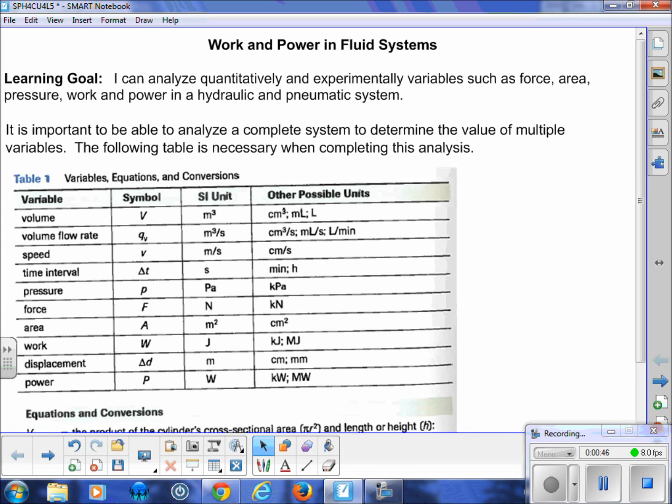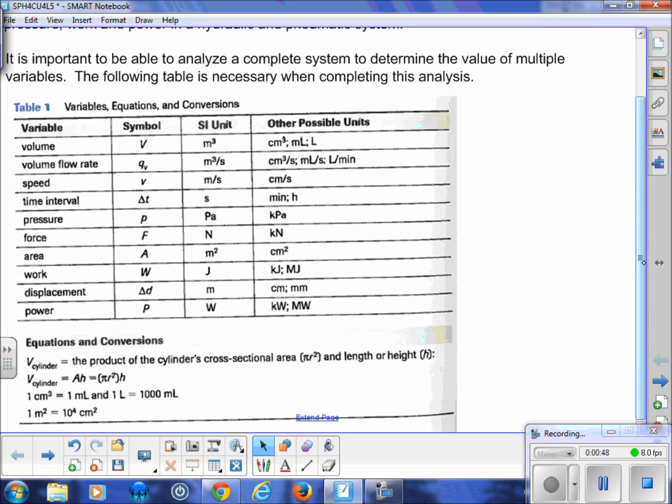So a couple things are very important here. This table I will provide to you. It will be a photocopy attachment to quizzes, exams, tests, etc. So you do not need to copy this down. It is provided. And what it does for you is that it has a bunch of information.